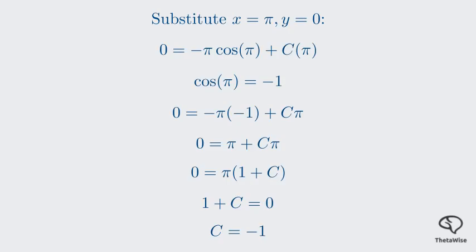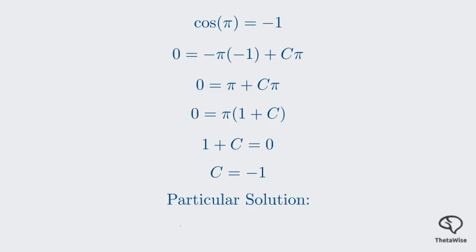We have now found the specific value for our constant of integration. The final step is to substitute this value of c back into our general solution to get the particular solution. We replace c with negative 1. This gives us our final answer, y equals negative x times (cos x minus 1). This is the particular solution that satisfies the given differential equation and initial condition.